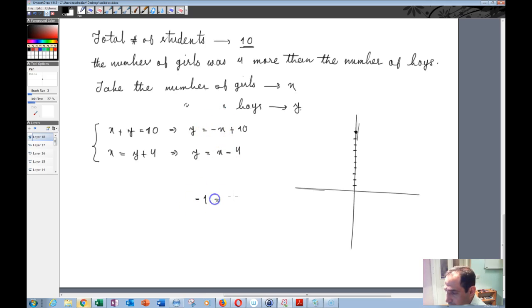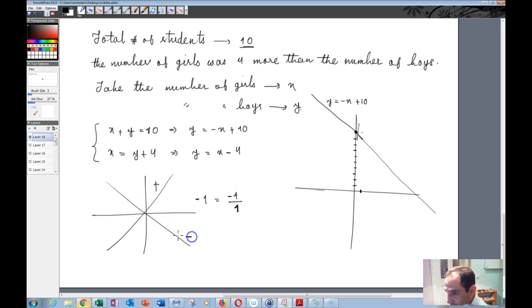So negative 1 is the same thing as negative 1 by 1. And that means that for every horizontal change you have 1 unit of vertical change, but negative. So if you change horizontally by 1 unit, you have to fall vertically by 1 unit because this number is negative. So you end up over here, and then you will have a line like this. Okay, so this is y is equal to negative x plus 10, and this is a positive slope and this is a negative slope.